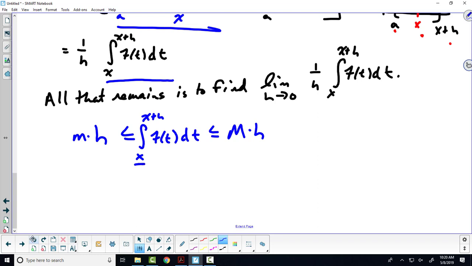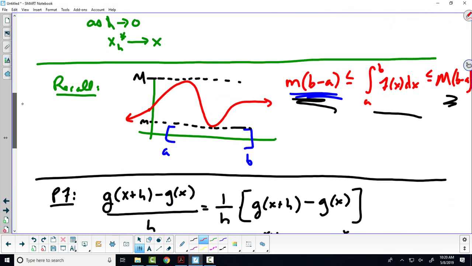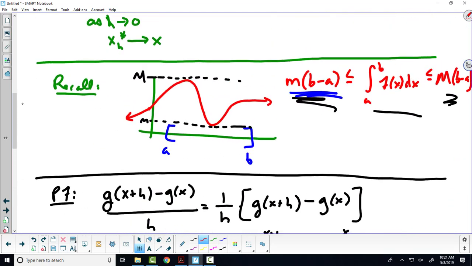It goes from x to x plus h. How wide is that? It's h wide. So this is the base of the entire region, and that's the minimum rectangle and that's the maximum rectangle. Going back to this picture right here, it's the exact same property, just being applied here. I've got x and x plus h, but it's the same idea.